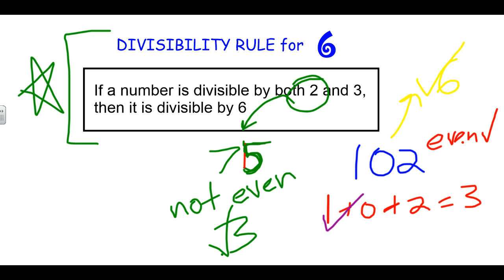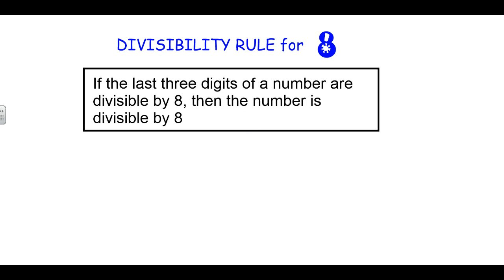Now the next rule we have to talk about is the rule for 8. The rule for 8 is very similar to the rule for 4. However, in this case, we are looking at the last 3 digits of a number rather than just the last digit or last 2 digits of a number. But otherwise, it is pretty much exactly the same rule.